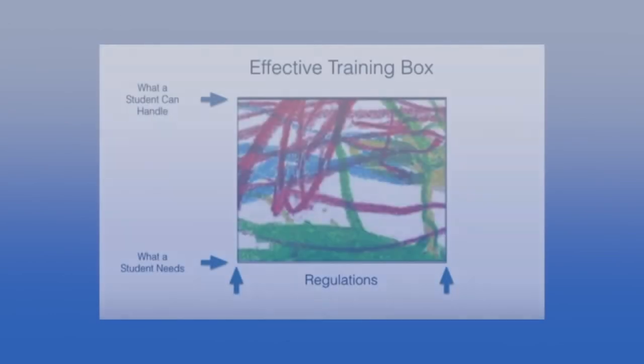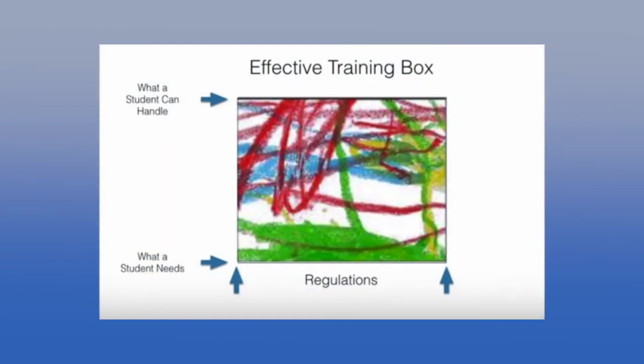So looking at the effective training box, we see that on the left and right hand side are two lines that both refer to the rules and regulations of encampment and the training environment that we're setting. Within these rules and regulations are also enclosed the training objectives of what we're trying to accomplish at encampment. These are hard lines, black and white lines that are held.